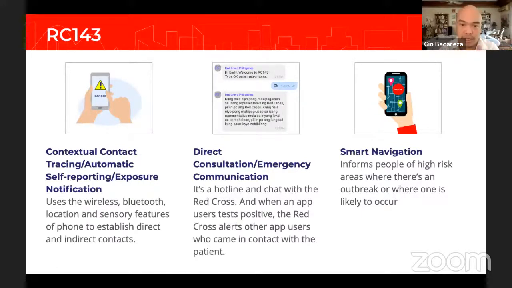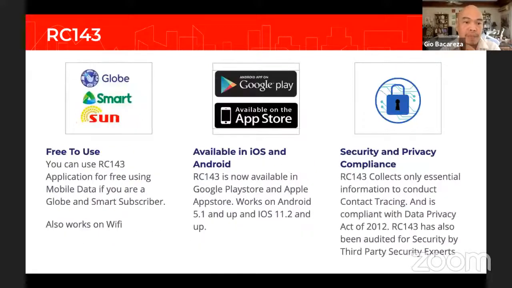So in the second page, in the middle of the page, you see that it's a direct consultation and emergency communication with Red Cross. And then moving forward, we'll have a smart navigation. Think of it like Waze, but instead of traffic, we show the hotspot areas so you can avoid them. So those are the basic features of RC143. Don't worry, we'll show you. I know the PowerPoint is boring, but we'll show you how it works.